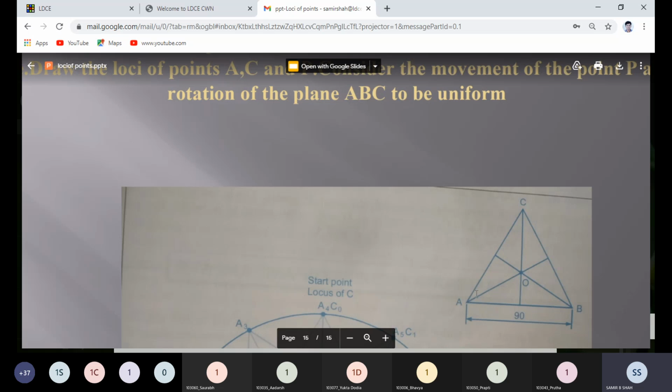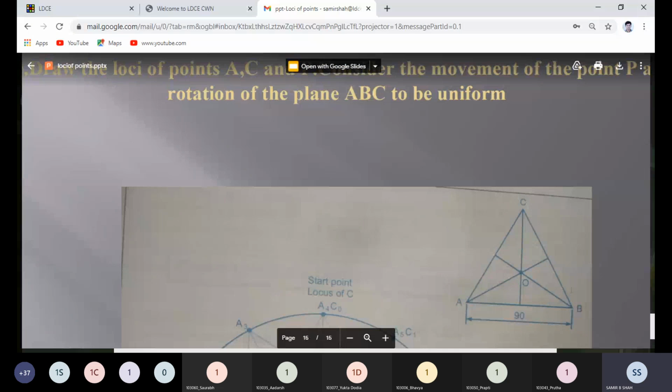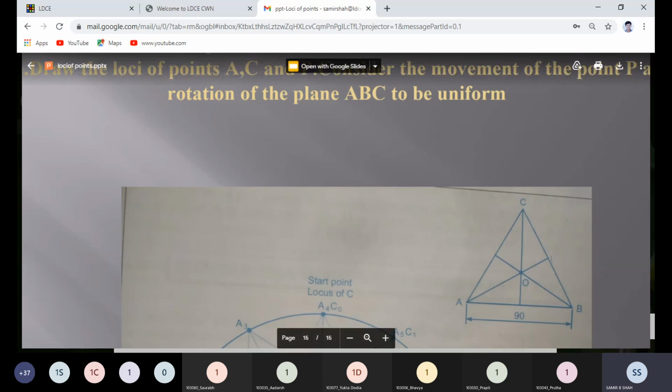After that, with A as the center and AB as the radius, draw an arc on the upper side. Same way, with B as the center and AB as the radius, once again draw an arc on the upper side. You get both intersecting at point C. Join AC and BC. That is your equilateral triangle. Now take the midpoint. Join B with this midpoint and join A with this midpoint. So you get point O.